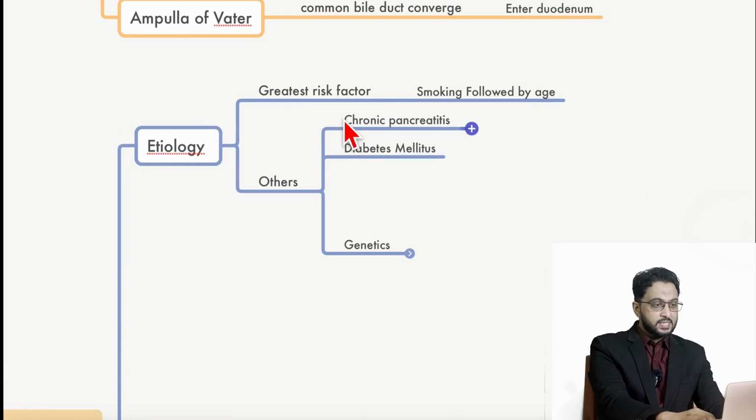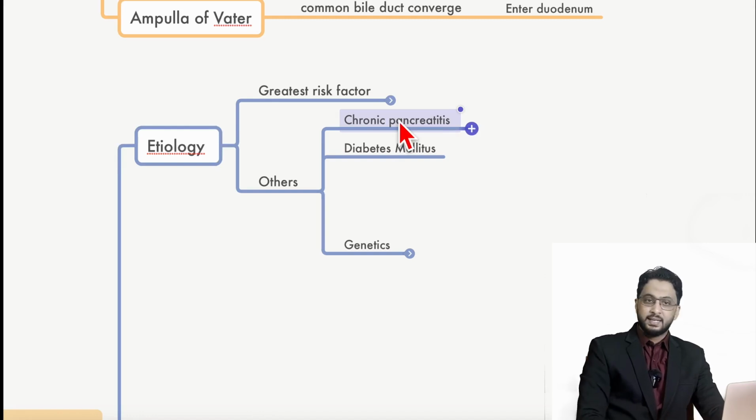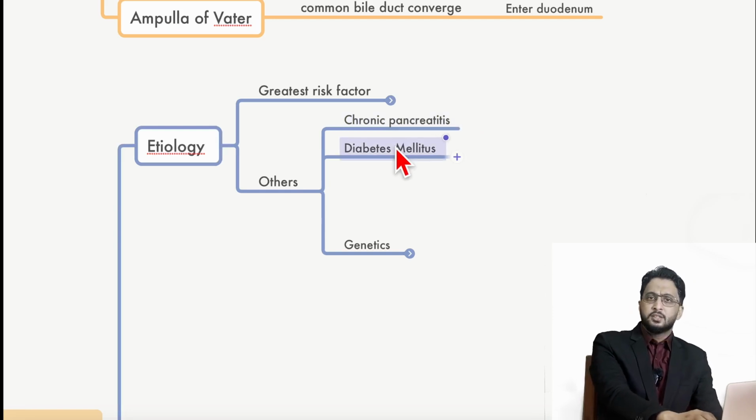Now, besides the greatest risk factor, you also have chronic pancreatitis. Chronic pancreatitis, not acute. Please note, if at all in the options acute comes, it is not the correct one. Chronic pancreatitis is key. Diabetes mellitus, definitely it has to be, and very importantly, genetics. Genetics is very important. If the parents had it, the children also have a very high chance of developing the cancer.